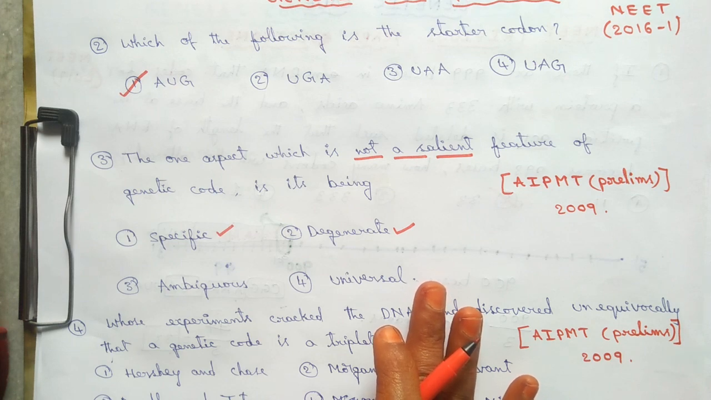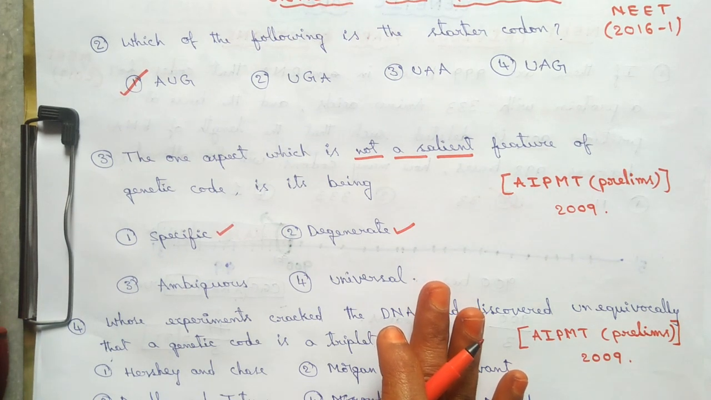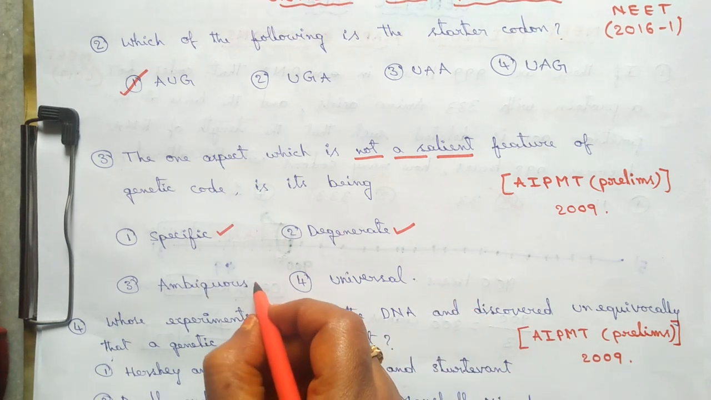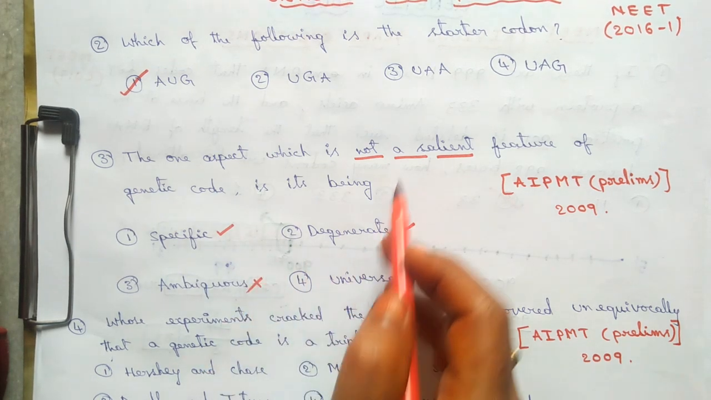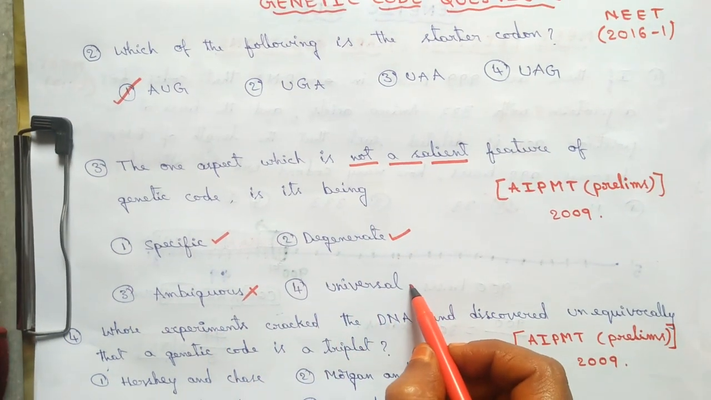So, UUU is very specific, that what it is going to code for, to which amino acid it is going to code for. So, it is specific or unambiguous. There is no ambiguity. So, here what is given? Ambiguous, not a salient feature we need. Genetic code is anyway universal.